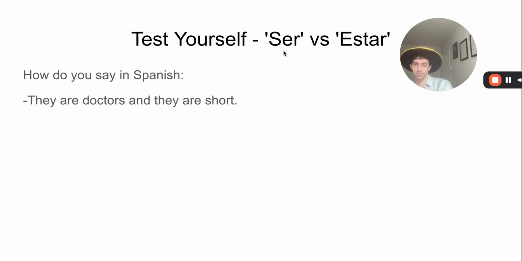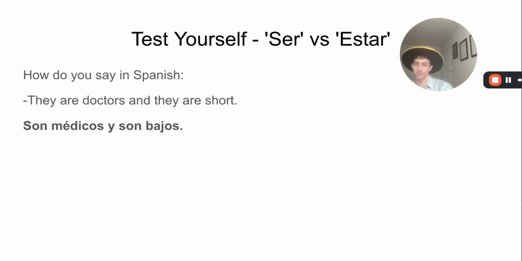Okay, let me show the answer then. So basically, you do ser for both of these verbs. So you'd say son médicos y son bajos. They are doctors and they are short. The reason why you use ser in both of these instances and not estar is because you're talking about jobs. For the first one, they are doctors. That's a job or a profession. So you'd use the verb ser, not estar. And for the second one, they are short. That is a characteristic of somebody, a general characteristic. And so you'd use ser as well.